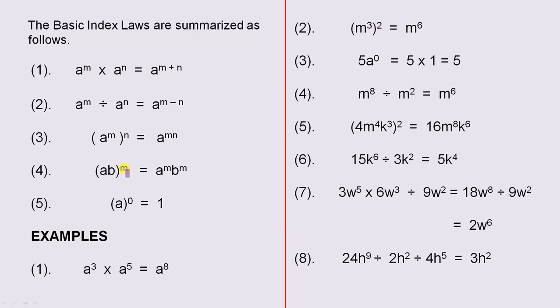Number 4: ab all to the power of m is a to the m times b to the m. And finally, a to the power of 0 equals 1. So let's have a look at some particular examples.